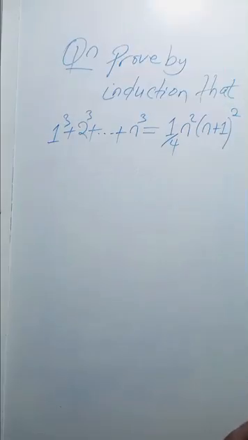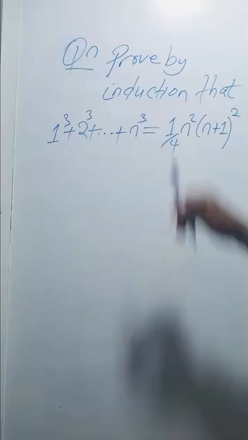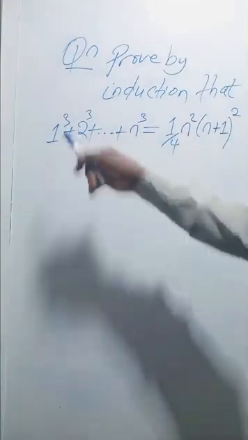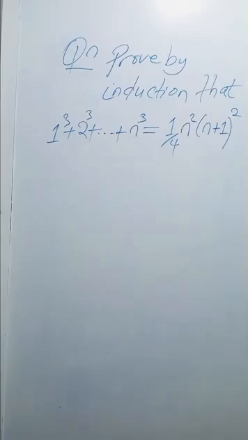This is another day, another session of mathematics. Here we have a question that you're supposed to prove by induction that 1 cubed plus 2 cubed plus dot dot dot plus n cubed is equal to 1 over 4 n squared into bracket n plus 1 squared.